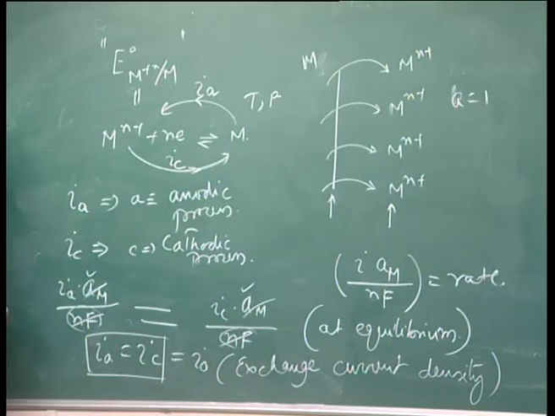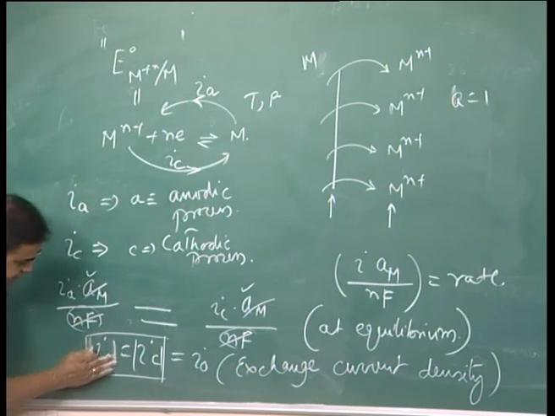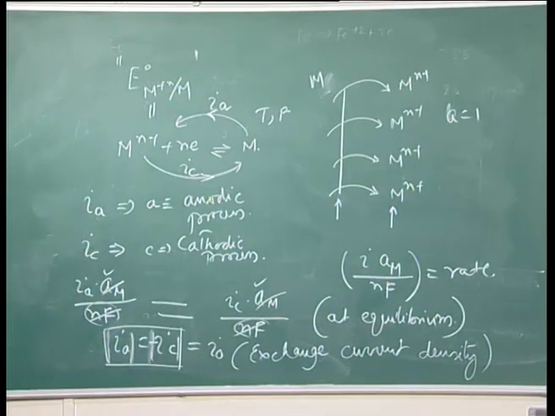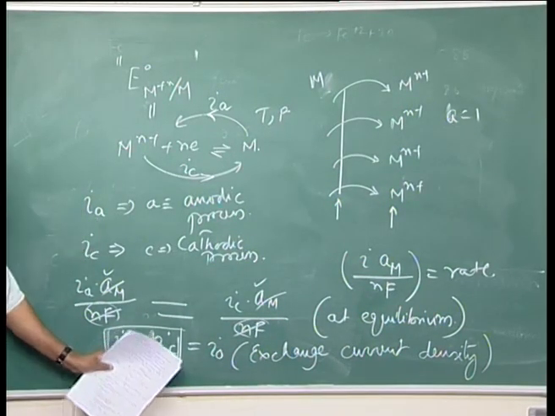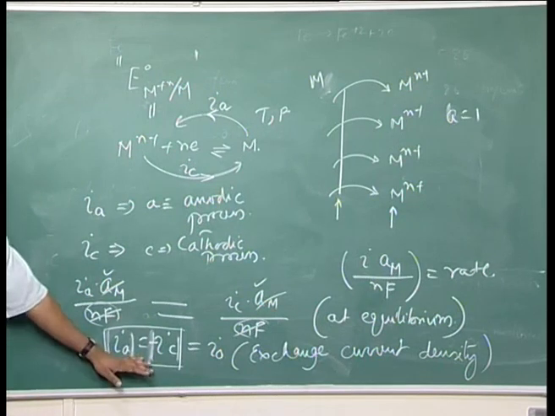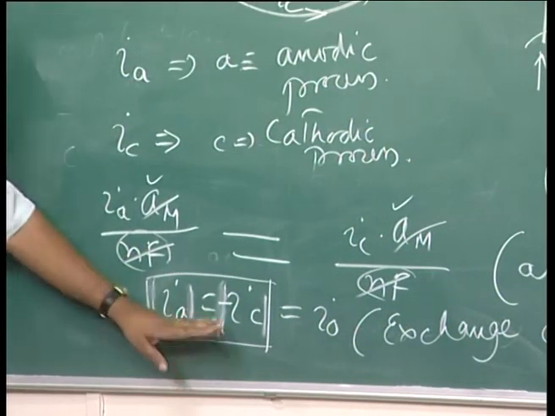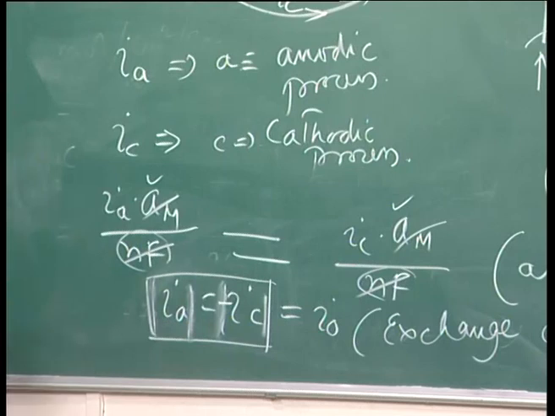For example, IA is in this direction, IC is in this direction. So, they are opposite. Though the values are the same, if you take the mod value, these two values are the same, but if you do not take the mod, then the magnitudes are the same, but you have a sign difference. So, the convention is that the negative sign is written in front of IC in order to indicate that IC has the opposite direction to IA. So, the actual expression would be IA equal to minus IC.